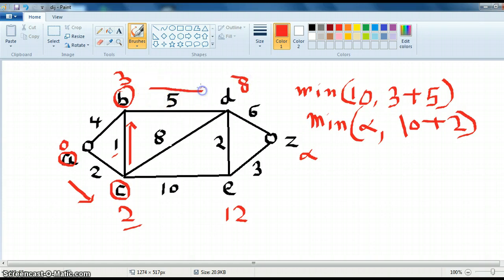So our next path is like this, and we'll mark D. Now the neighbor vertices of D are E and Z. So now we will check for E and Z. The cost of D is 8, and the cost between D and Z is 6, and the cost of Z is infinity. So 8 plus 6 is 14, which is smaller than infinity. So we will update infinity with 14.